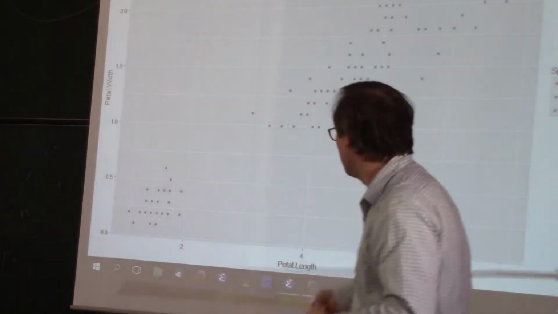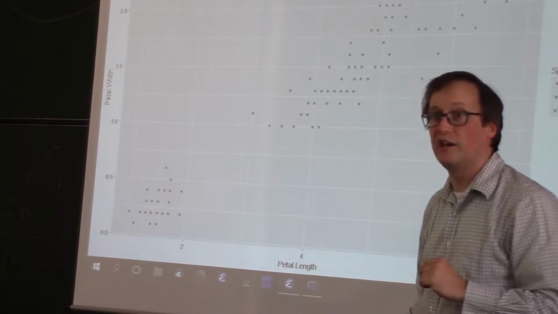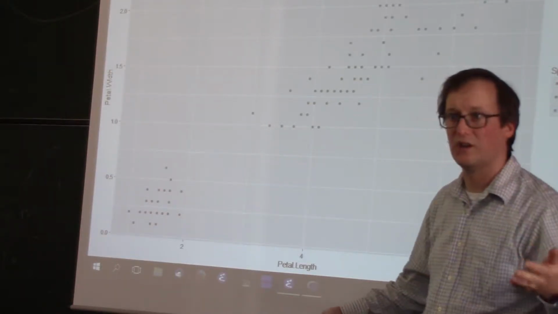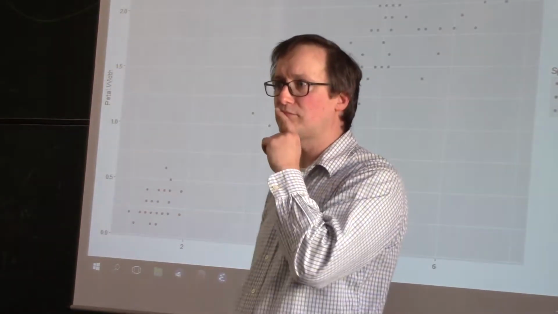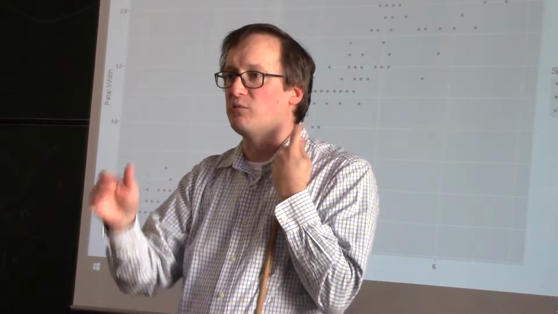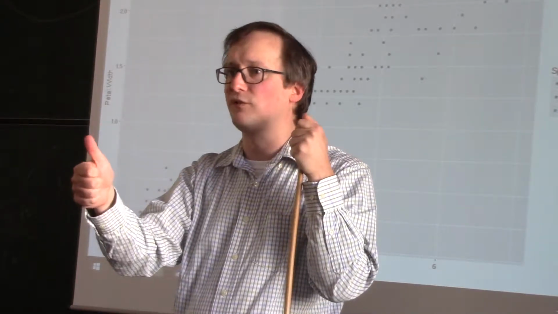In this case, we have 50 flowers that are each being put into each species, so we don't have this problem of asymmetric distribution. So to restate the K-means algorithm, we're going to start with a random association of class labels.